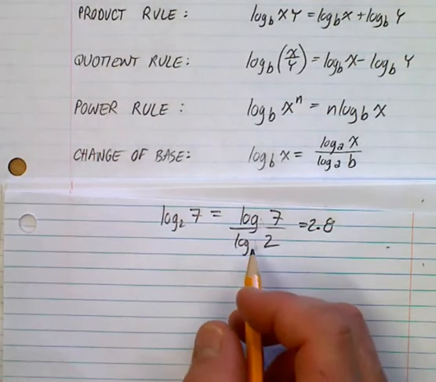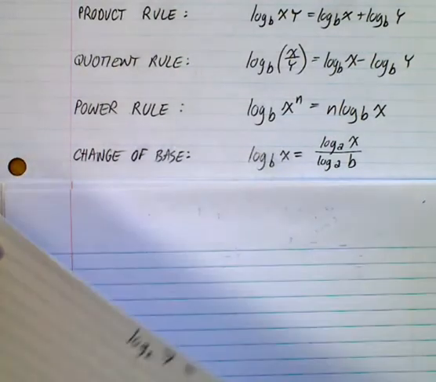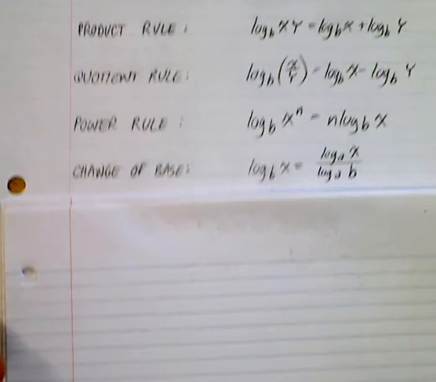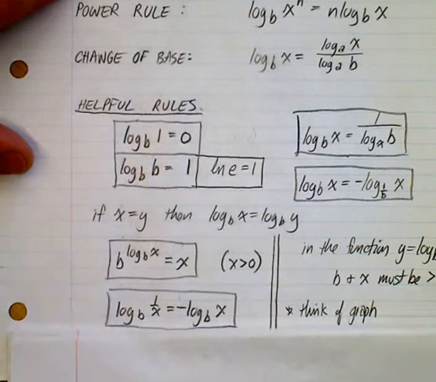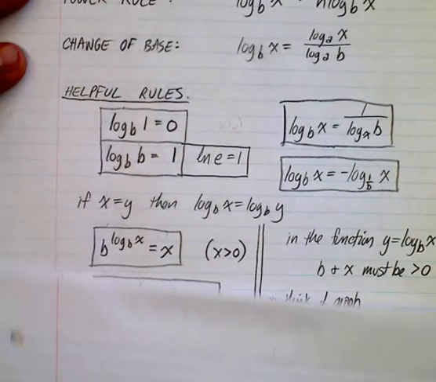You can actually do ln 7 over ln 2, but that's a completely different story. This just deals with natural logs that maybe you haven't had a lot of exposure to yet. So here we go, let's move on. Here are a few helpful rules that I'd like you to think about. Let's start with these up here.